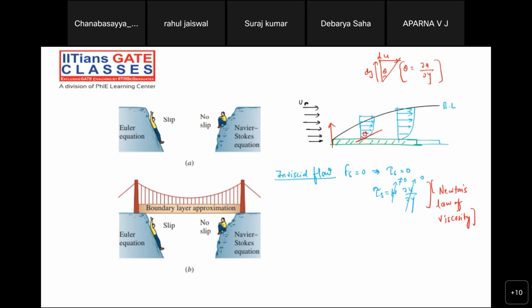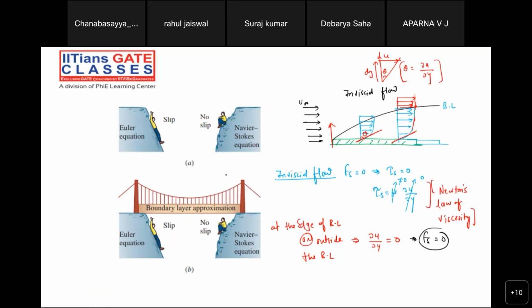So the moment you observe outside the boundary layer, check whether any slope or any velocity gradient is there. Is any velocity gradient there at the edge of the boundary layer or outside the boundary layer? Dou u by dou y will be zero. If dou u by dou y is zero, viscous forces will be zero. And when the viscous forces are zero, that zone will be called the inviscid zone.